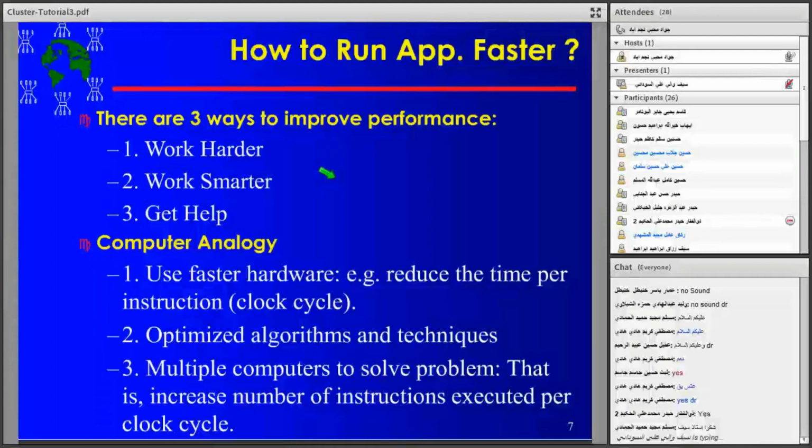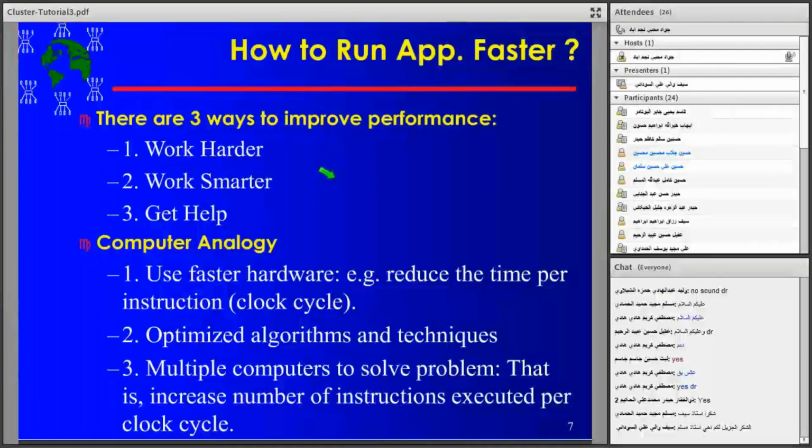I'm going to talk about this in computer analogy. The computer analogy for work harder is to use faster hardware, because we need to reduce the time per instruction. We need to use a special computer, special systems with high frequency and high speed.